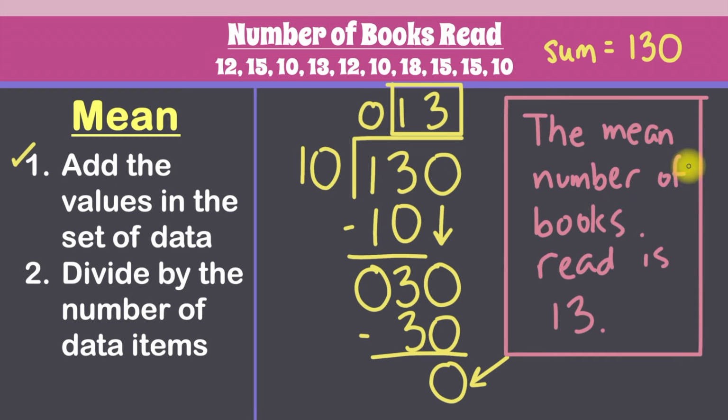So there you have it, math aces. We had all of our addition done in the previous step, found that our sum for our data was 130, divided it by the number of data items, which is 10, and that gave us our mean, which was 13.